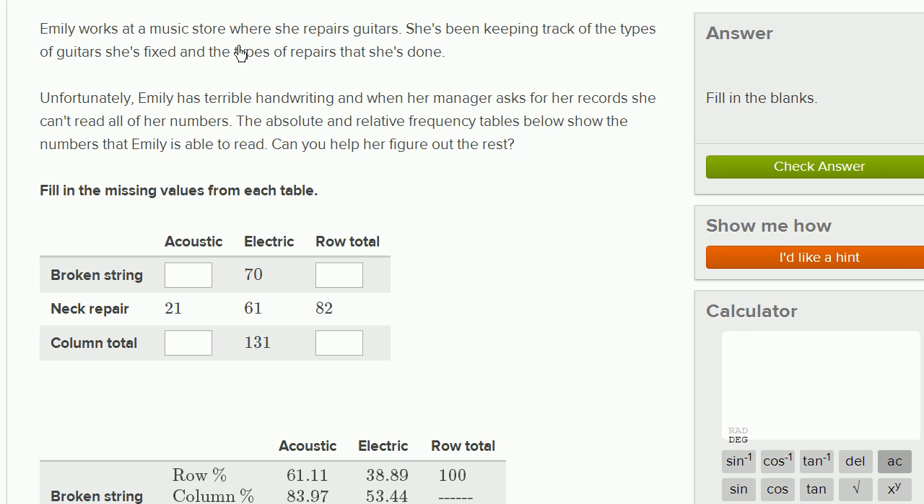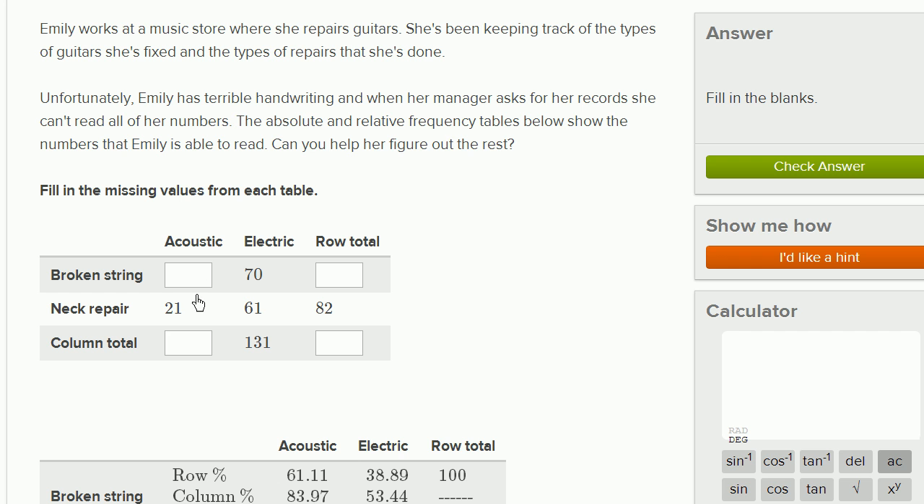Emily works at a music store where she repairs guitars. She's been keeping track of the types of guitars she's fixed and the types of repairs that she's done. Unfortunately, Emily has terrible handwriting, and when her manager asks her for records, she can't read all of her numbers. The absolute and relative frequency tables below show the numbers that Emily is able to read. Can you help her figure out the rest?